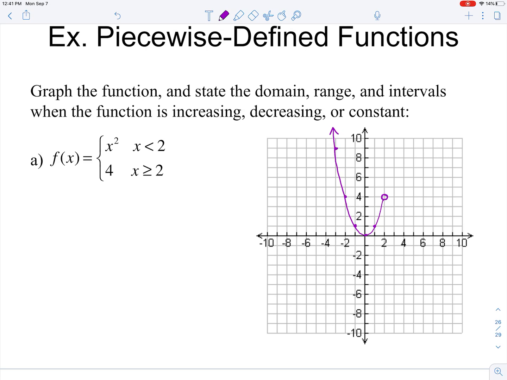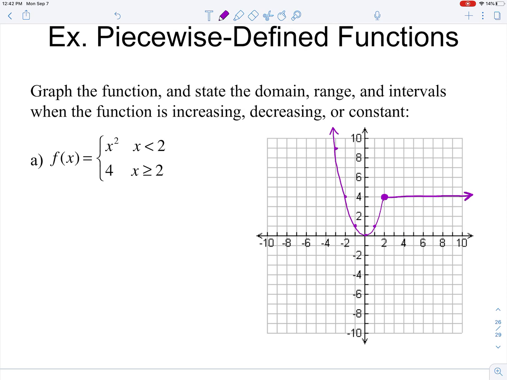And then if I were to evaluate f at x equals 2, 2 lies on that second interval. So actually, I am able to fill in that point at (2, 4). And then every value to the right of 2, so from 2 to positive infinity, the output would be 4. So to the right of 2 would actually look like a horizontal line.